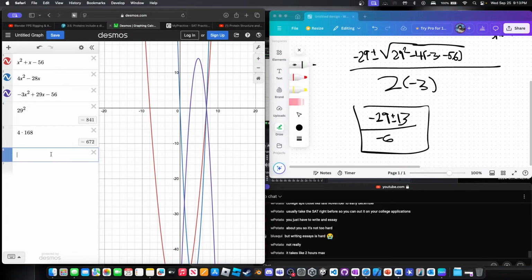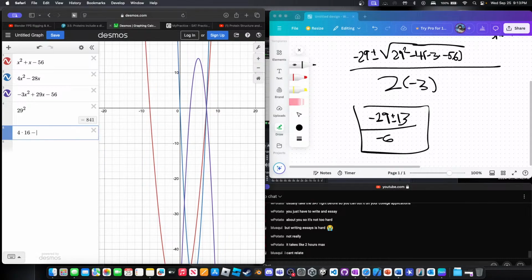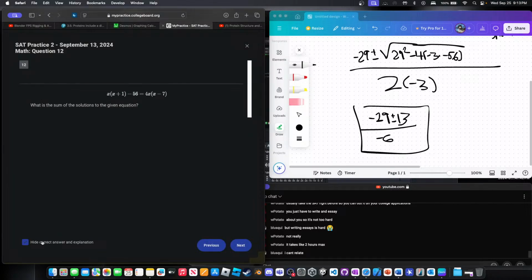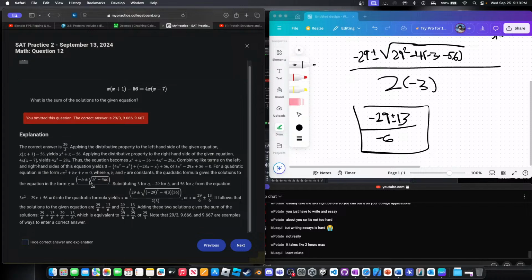Anyways, I gotta do my other part. It's going to be plus 13 divided by negative 6, so negative 16 divided by 6. Right? Negative 16 divided by 6. No, negative 6. It's 2.666667. And we should have 9.666667. There we go. Alright, nice.